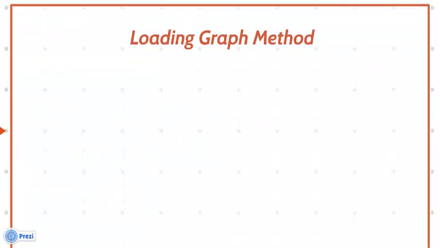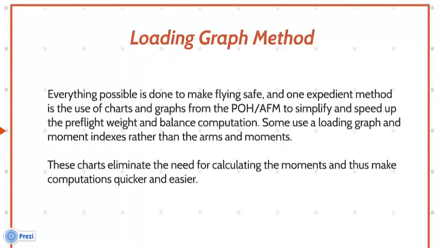The second method is the loading graph method. Everything possible is done to make flying safe, and one expedient method is the use of charts and graphs from the POH or AFM to simplify and speed up the pre-flight weight and balance computation. Some use a loading graph and moment indexes rather than the arms and moments. These charts eliminate the need for calculating the moments and thus make computations quicker and easier, like the one in Figure 4-5.